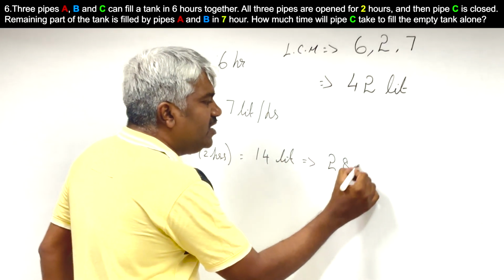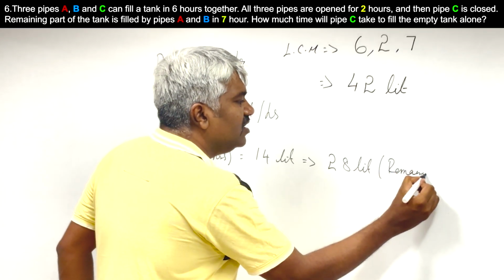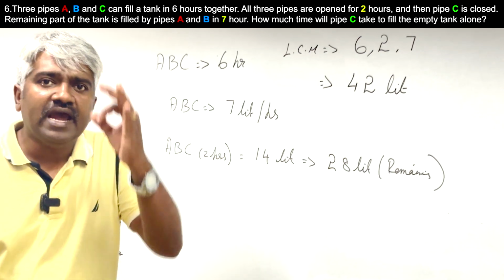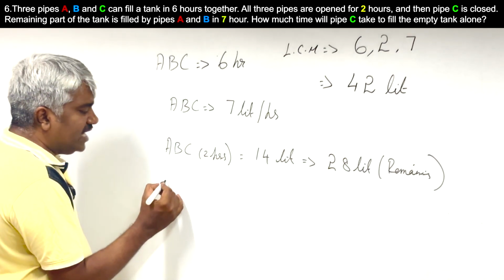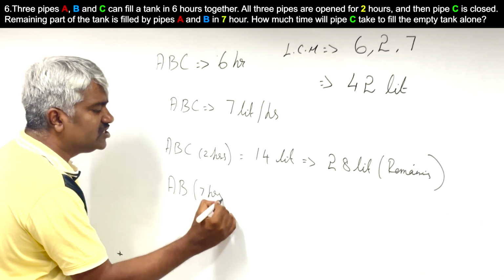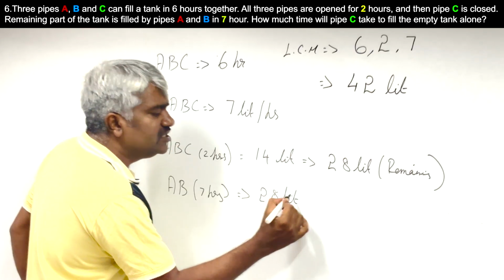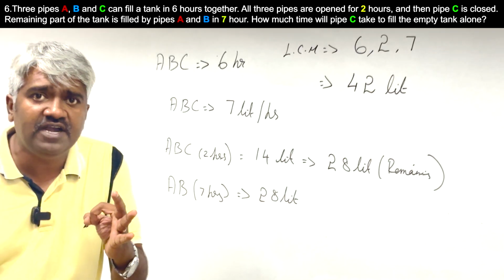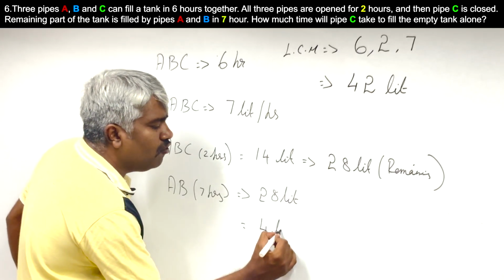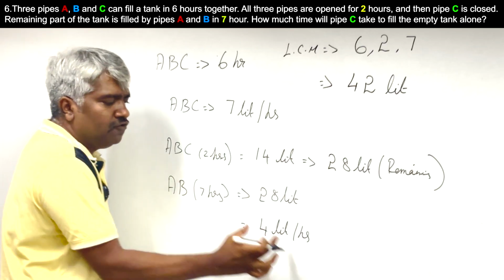Already 14 liters is filled. So, 28 liters is the empty space in the tank, which is going to be filled by pipe A and B alone. The time required by pipe A and B is 7 hours to fill this 28 liters. That is, 28 liters has to be filled within 7 hours. So, it will fill 4 liters in 1 hour. That is 28 divided by 7 is 4 liters.